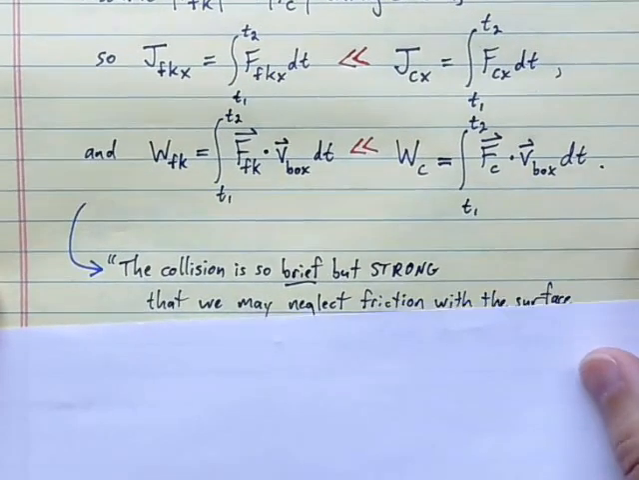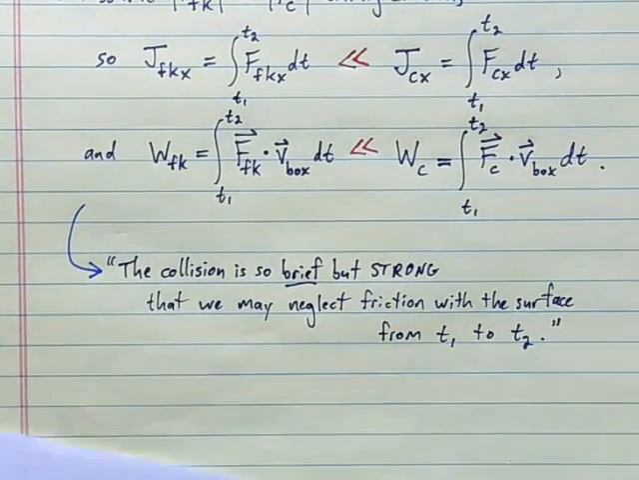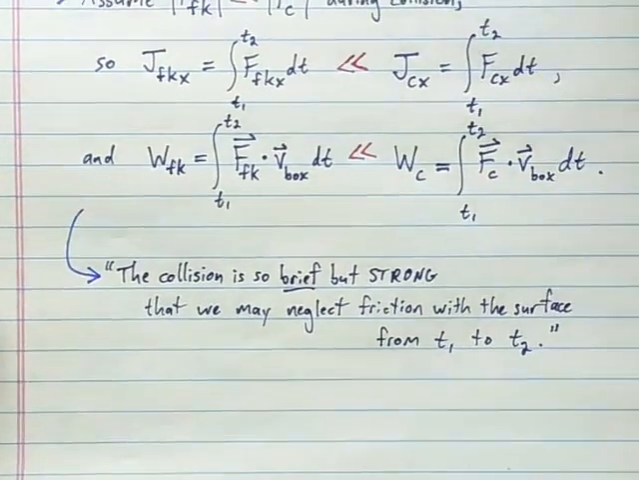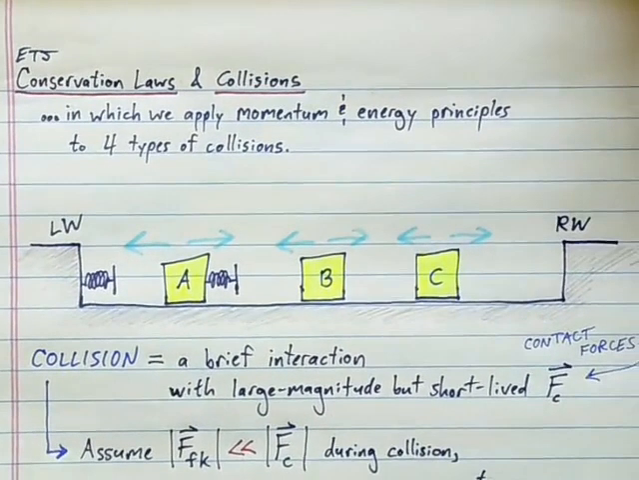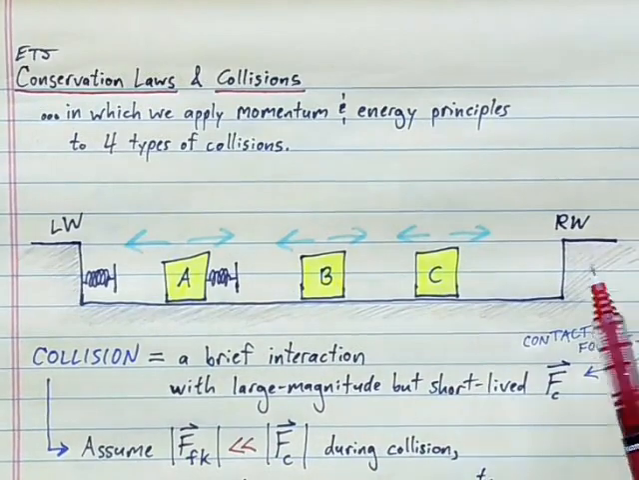The collision is so brief but strong that we may neglect friction with the surface from time 1 to time 2. Okay, so we'll have 4 collisions to look at: the wall with A, A with B, B with C, and C with that wall.